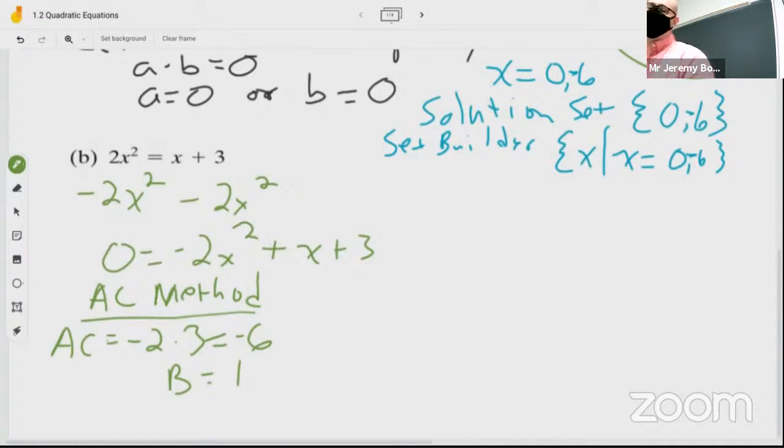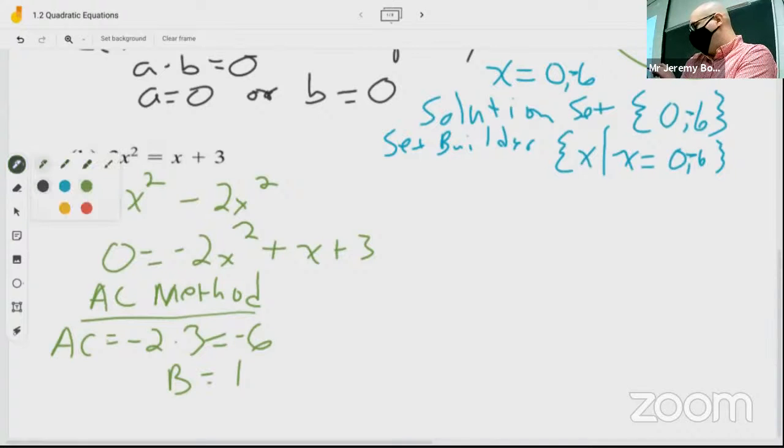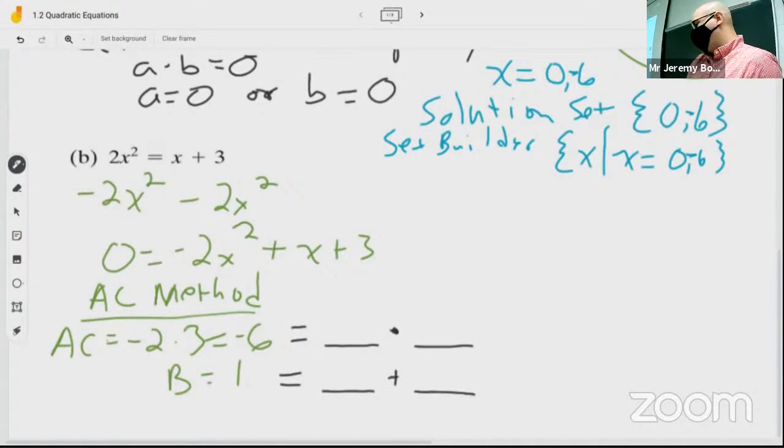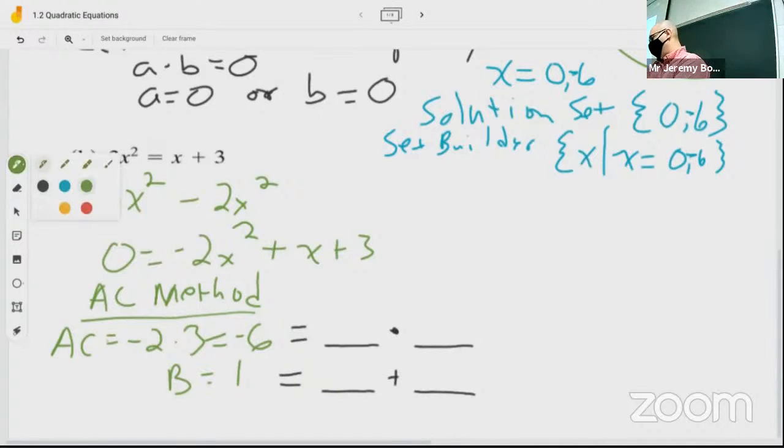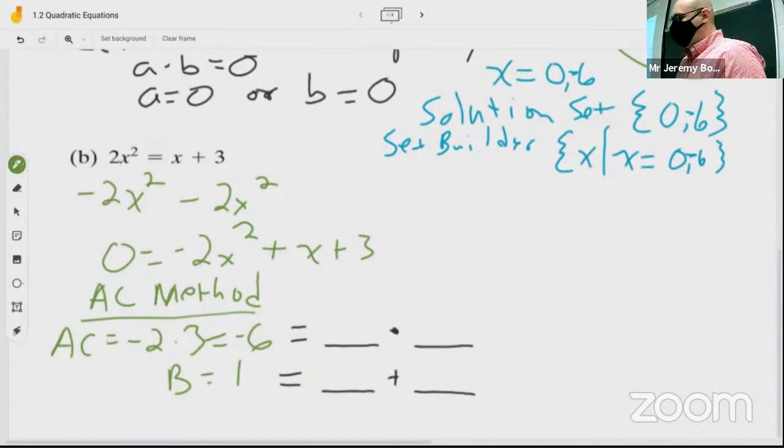Right? If it's just a 1x, that means it's positive 1. And so that means I'm looking for numbers that multiply to be negative 6 and add to be positive 1. I use 6 a lot. What do you think it'd be? Negative 2 and 3. Yeah, that looks right.